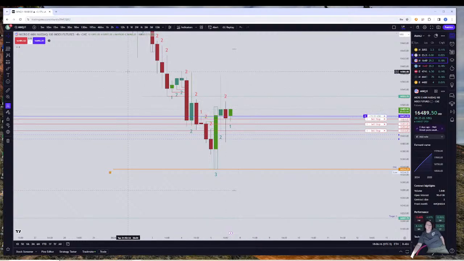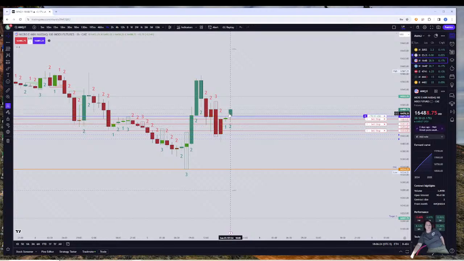But this is a 4-hour candle, so keep that in mind. I prefer to trade off of 4-hour candles. There's your 1-hour candle. So classic 2 down, back inside, 2 up. Back inside this range here.